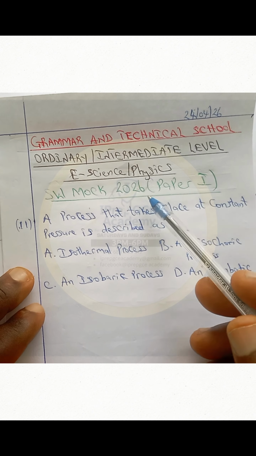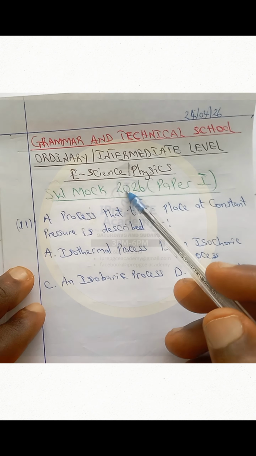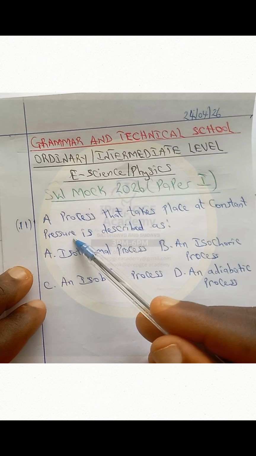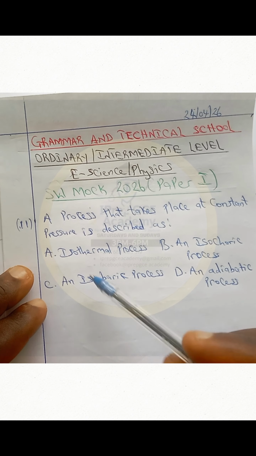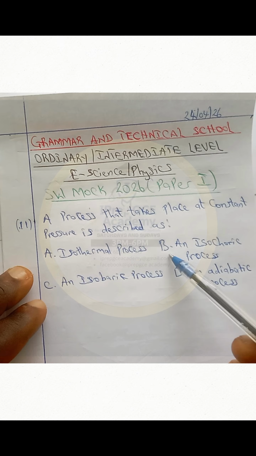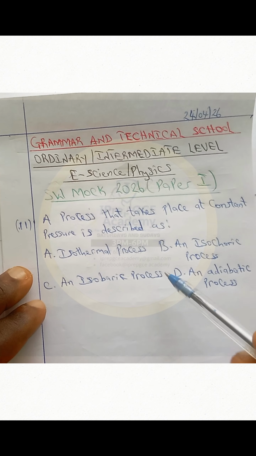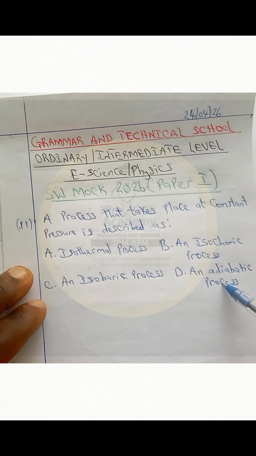Southwest Mock, E-Science Paper 1, 2026 session. The question says a process that takes place at constant pressure is described as A. Isothermal process, B. An isochoric process, C. An isobaric process, D. An adiabatic process.